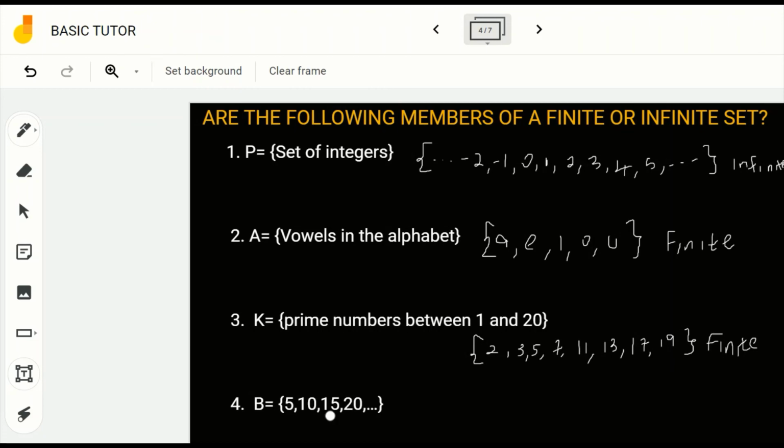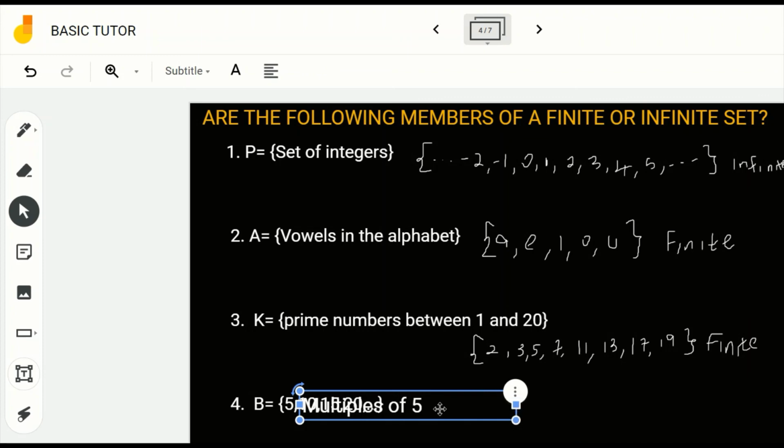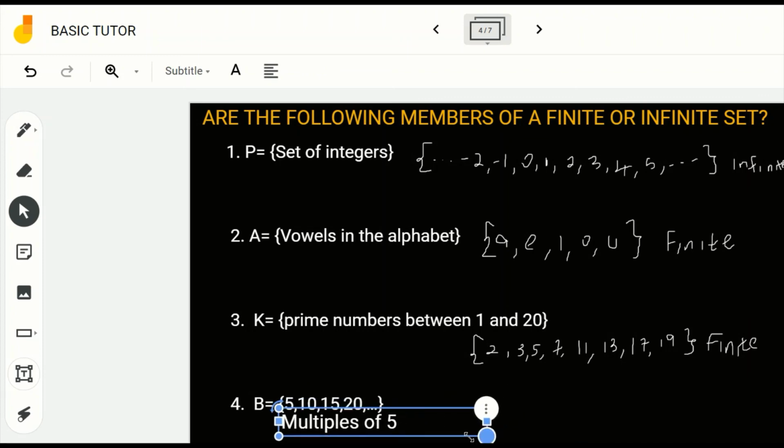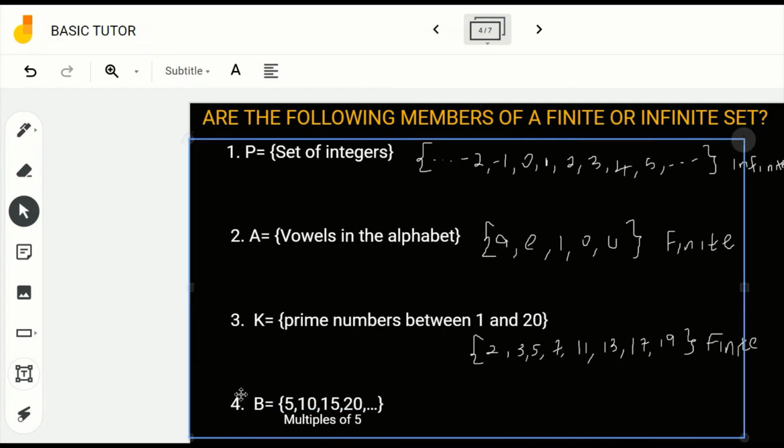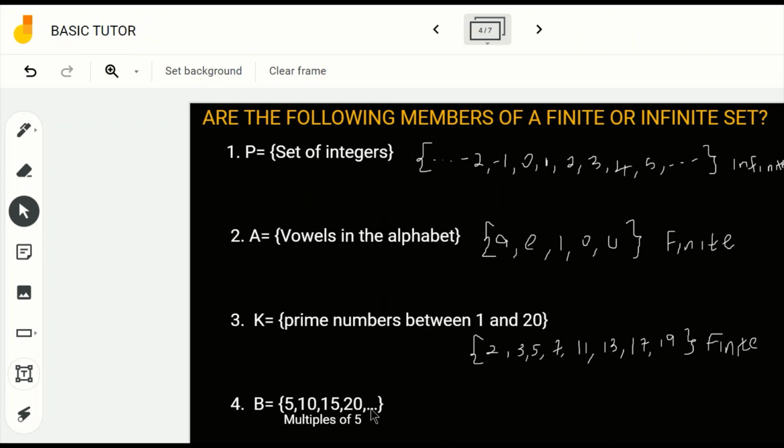Good. Now question 4. We have set B with members 5, 10, 15, 20. This is a multiple of 5. As you can see clearly, it is the multiples of 5. Now this goes on and on. As you can see right here, we have 3 dots, which means that it continues forever.